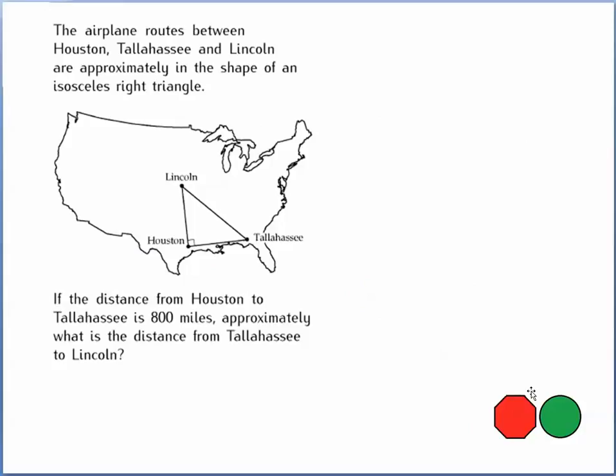All right, click on the stop sign, read the problem, see how you do. Okay, let's see how you did. Well, the main thing that we're dealing with here is an isosceles right triangle. We are told that this is 800 and this is 800 approximately, so they want to know what's this distance right here. If this were completely flat, then this would work in Euclidean geometry. Unfortunately, you and I both know that this is on a sphere, so our answer is going to be only approximate, which it asks you here: approximately what is the distance from Tallahassee to Lincoln?